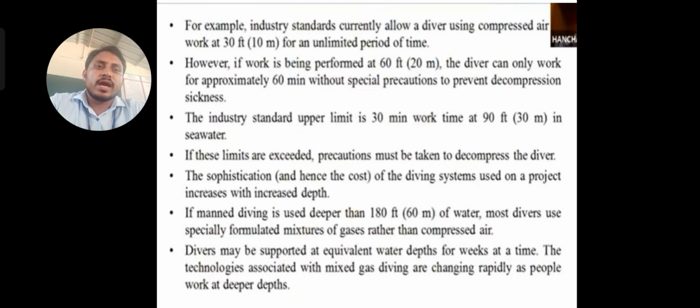If manned diving is deeper than 60 meters, compressed air is not used. Instead of compressed air, a mixture of gases is used.